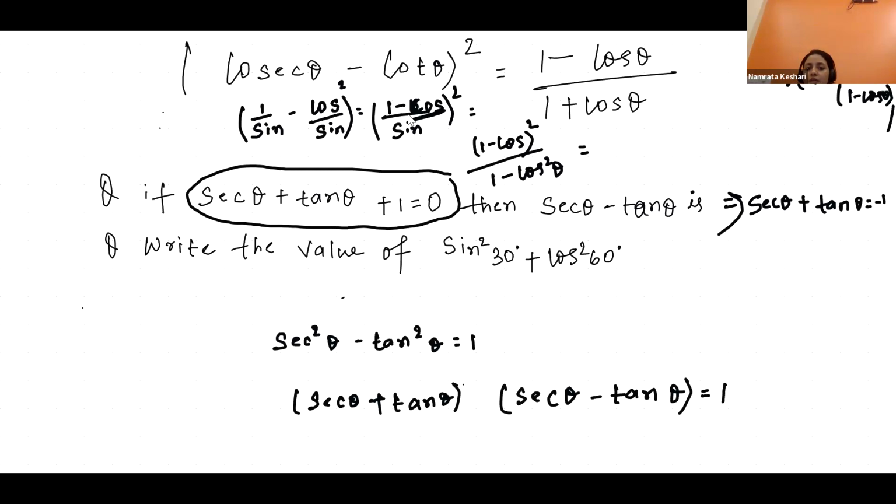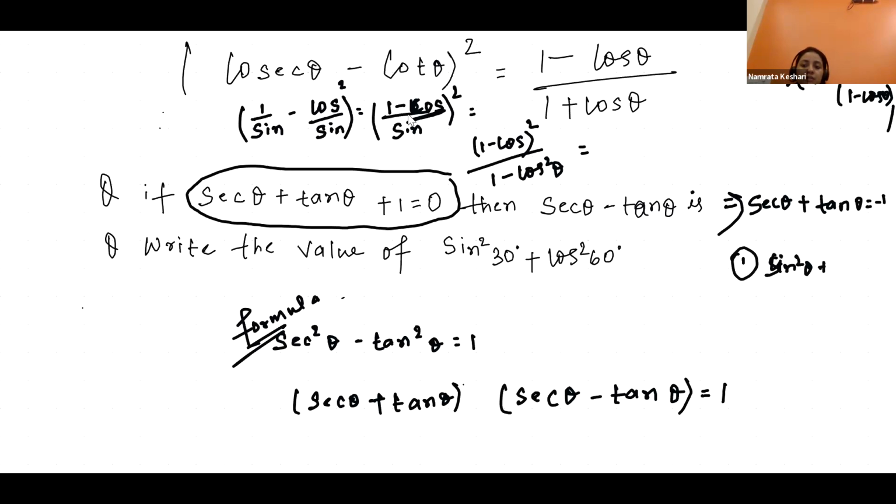This is the formula identity. There are three identities, Aisha. Sin square theta plus cos square theta is 1. The three formulas we are having: sec square theta minus tan square theta is 1, and cosec square theta minus cot square theta is 1. Can you recall all the three formulas? The first formula is sin square theta plus cos square theta is equal to 1.